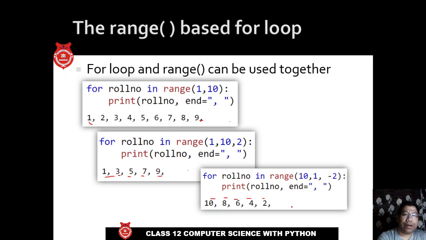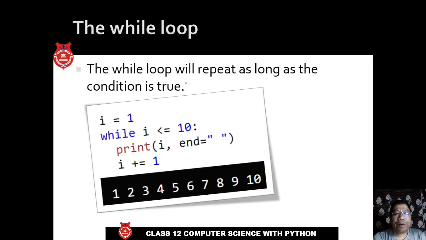All right, now let's talk about the while loop. The while loop repeats as long as the condition is true. Here we have i equal to 1, while i is less than or equal to 10 colon. We are going to check whether i is less than or equal to 10. The loop will repeat as long as the value of i is less than or equal to 10.